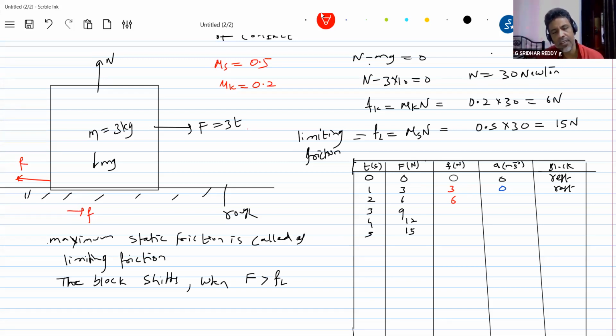So when will the block shift? Only when the applied force is greater than the limiting friction. So now, the applied force is less than the limiting friction. What is the state of the block? The block will be at rest. Then what is the friction acting? When the block is at rest, the friction acting is static friction. So therefore here it will adjust itself to 9 Newton.